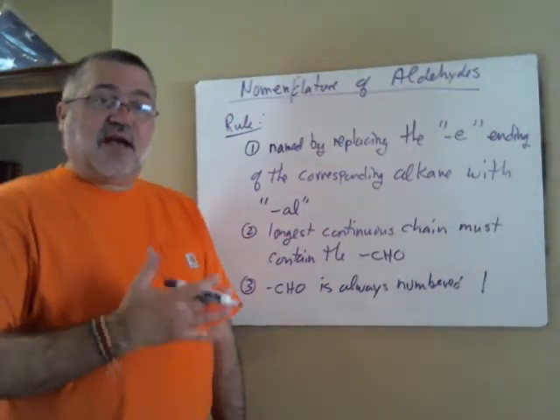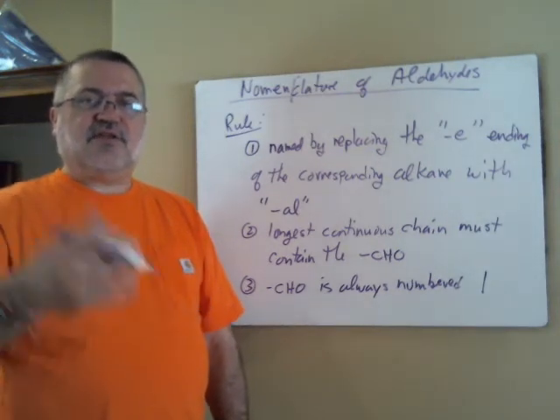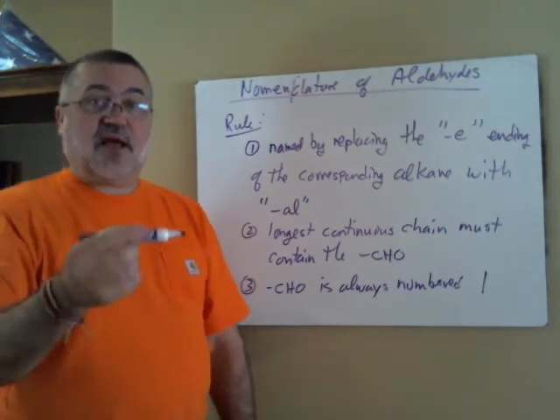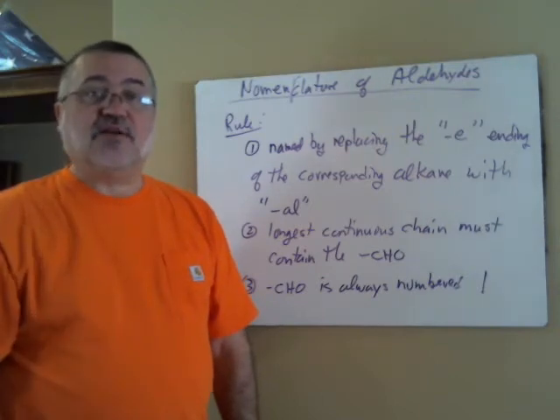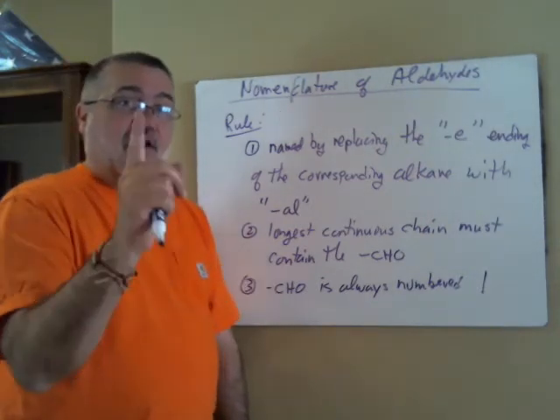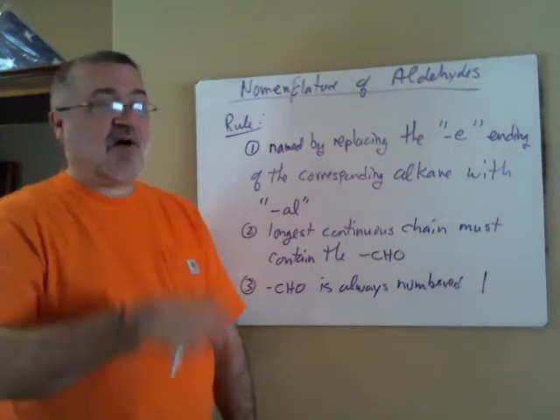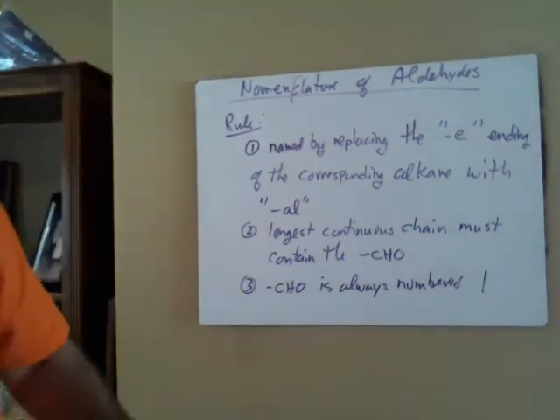The reason is aldehydes are terminal functionalities. By definition, they're at the end of a chain because they terminate. You've got an H on one side, you can't attach anything to the H. So because it's a terminal functionality, it can always be numbered as 1 because it's always at the end. So you always start numbering at the end where the aldehyde is. All right? And that makes perfect sense.